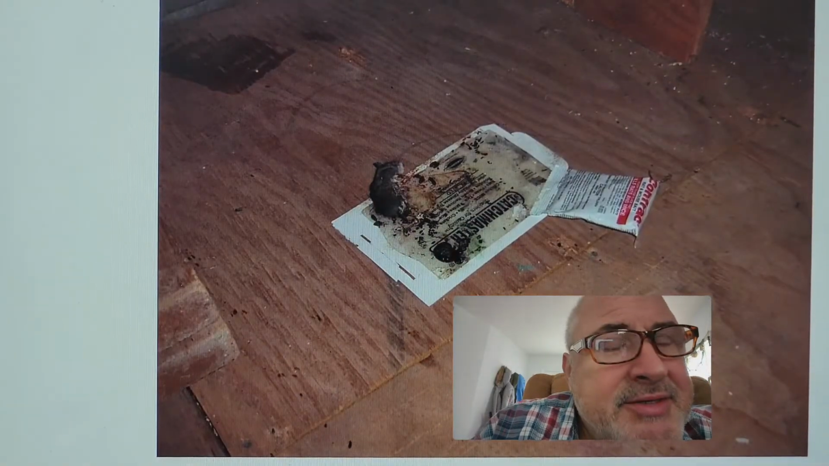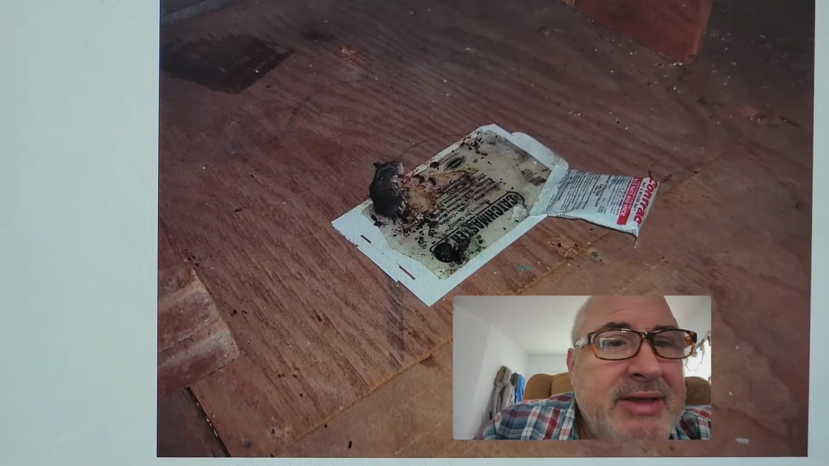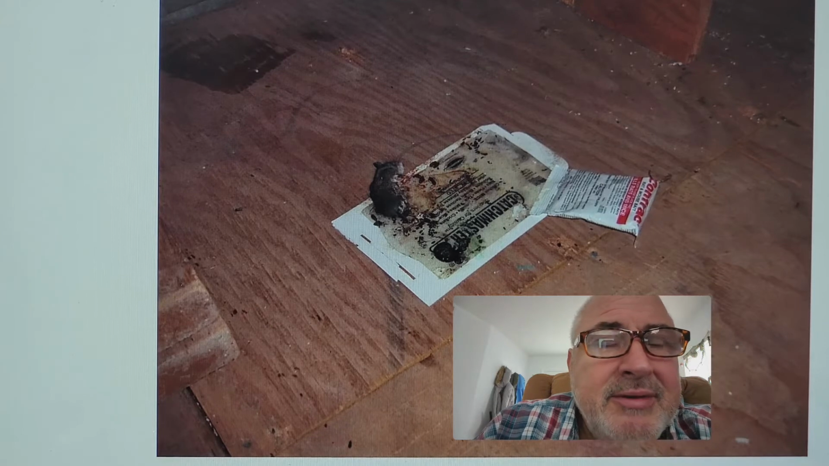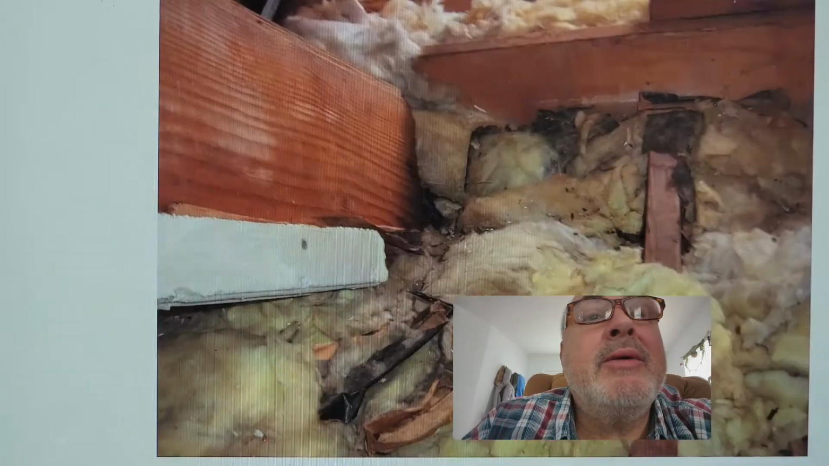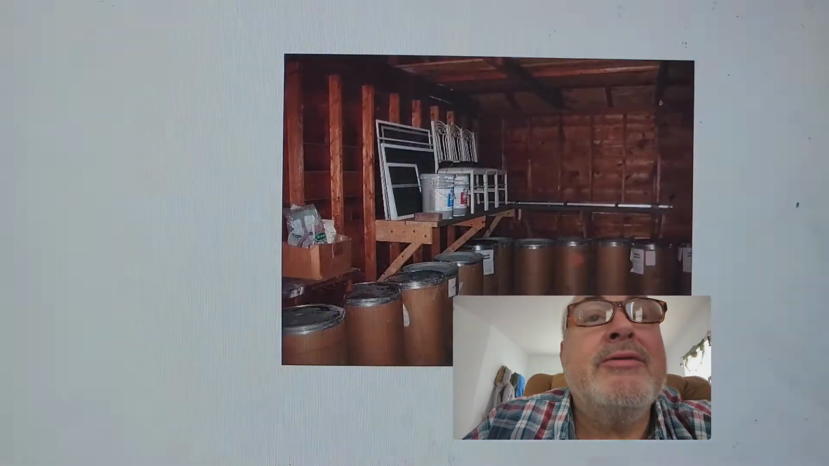What about the mice? Hey, the mice pee. They ruin your attic insulation. They poop around. They destroy your R value, and you don't want these guys hanging around and pooping all over in your attic. What about the stuff in your basement?